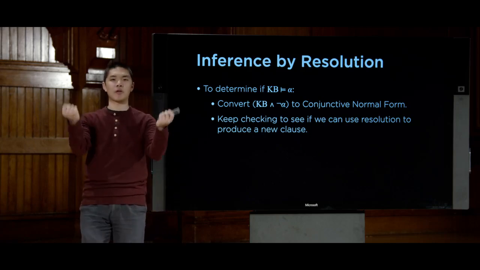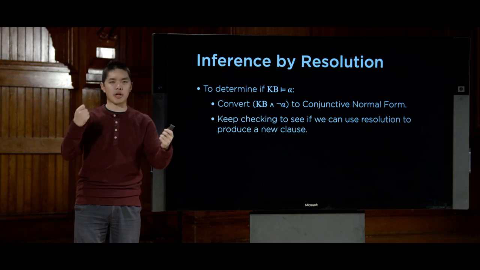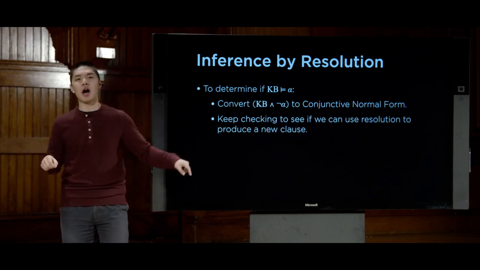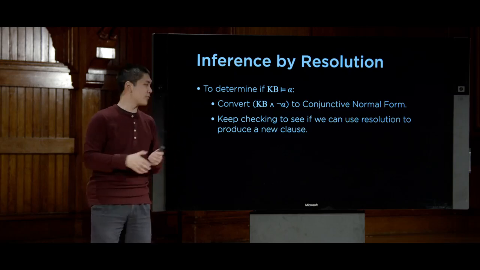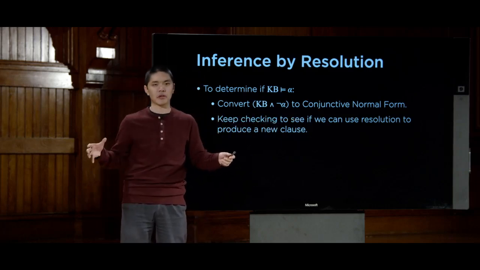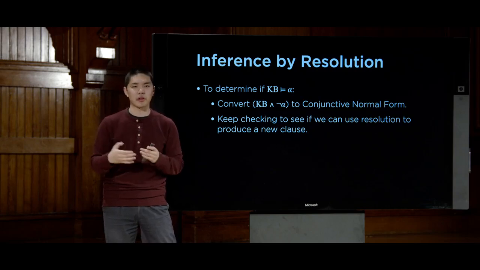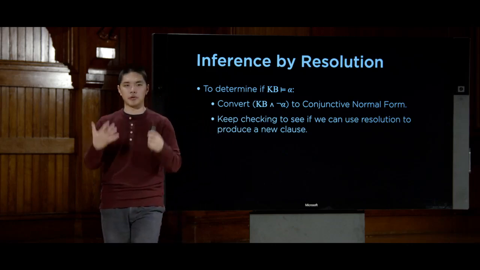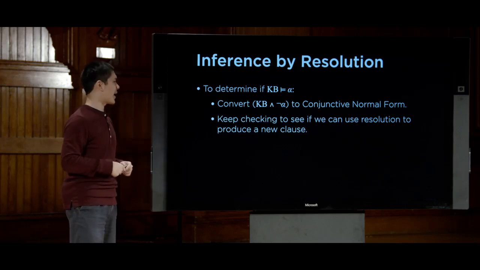We can take any pair of clauses and check, is there some literal that is the opposite of each other, or complementary to each other, in both of them? For example, I have a P in one clause and a not P in another clause, or an R in one clause and a not R in another clause. Once I convert to conjunctive normal form and I have a whole bunch of clauses, if I see two clauses that I can resolve to produce a new clause, then I'll do so. This process occurs in a loop. I'm going to keep checking to see if I can use resolution to produce a new clause, and keep using those new clauses to try to generate more new clauses after that.